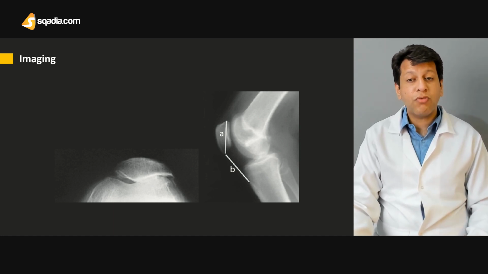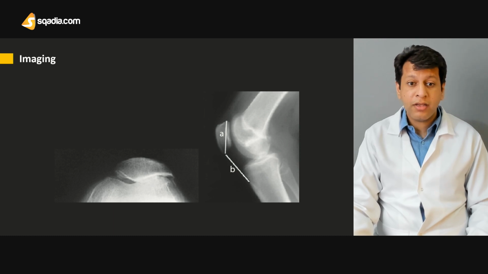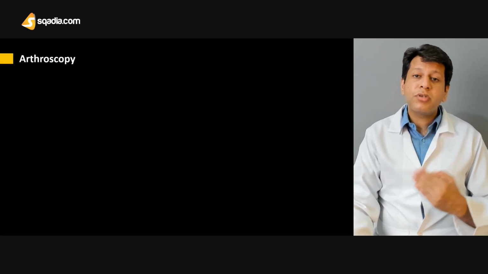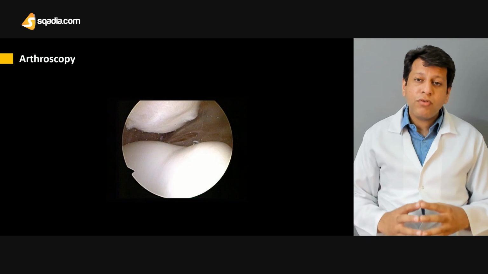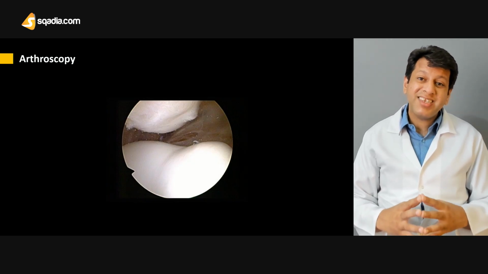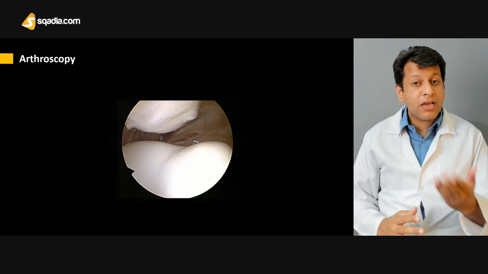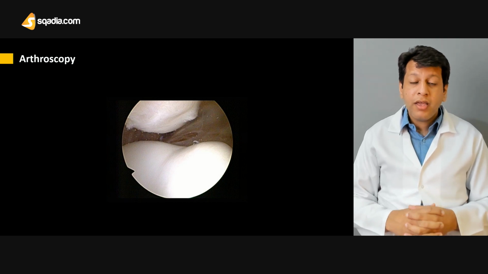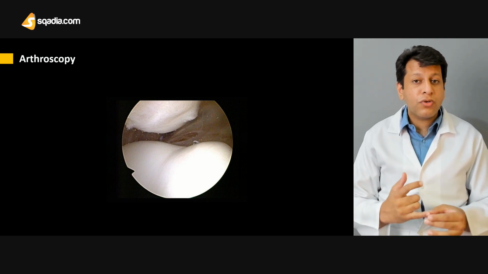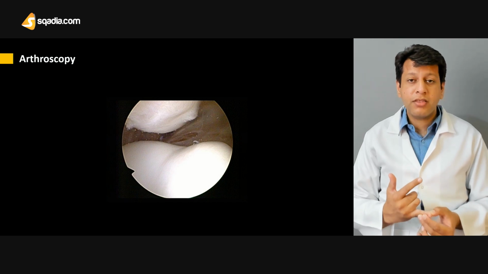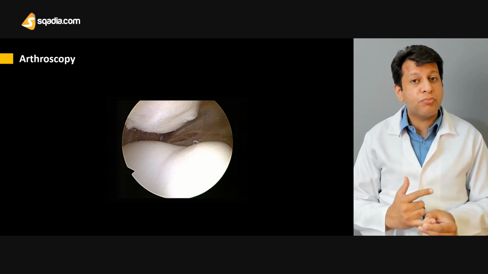For other imaging, we can go for CT as well as MRI. Before we move on towards arthroscopy, sometimes we have to get CT as well as MRI. In our case, we did go for MRI, and we found that there was actually a thinning of the cartilage and there was a bone bruise.